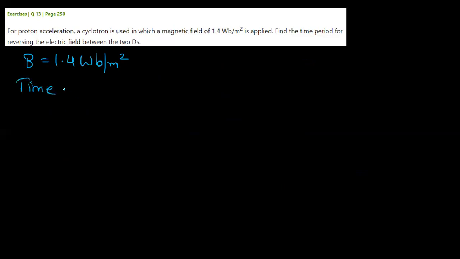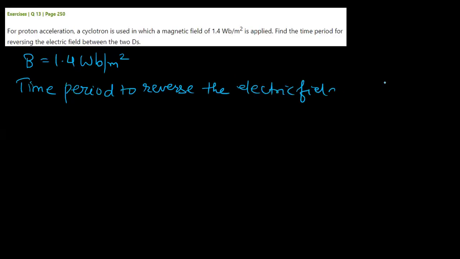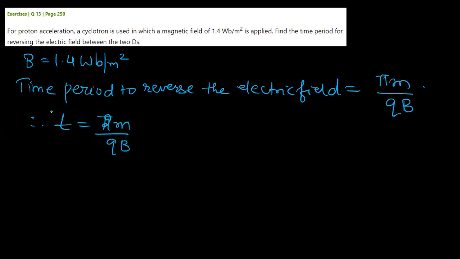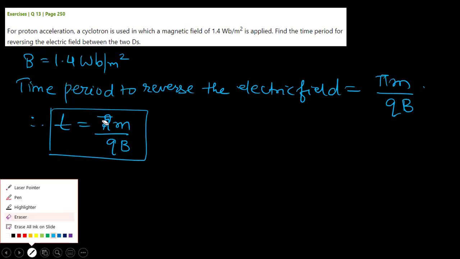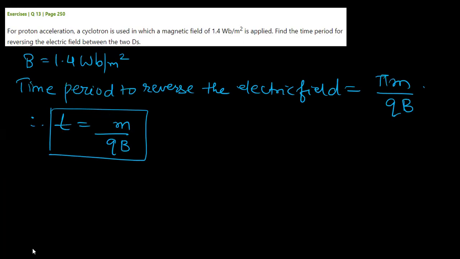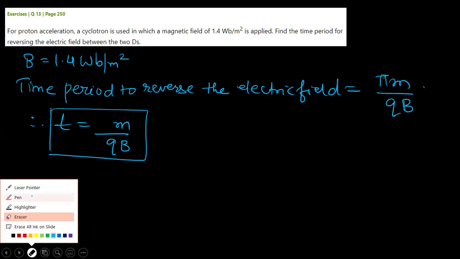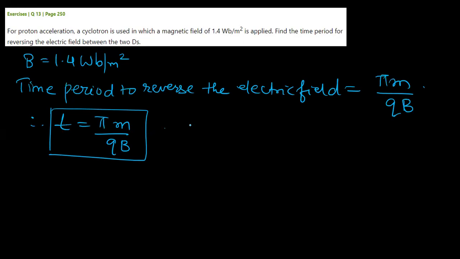So the time period to reverse the electric field is given by pi m upon qB. This is the formula, denoted by small t. So just put all the values. B value is required. So T will be equal to 3.14 into the m value.